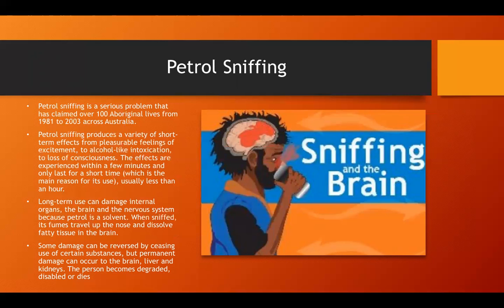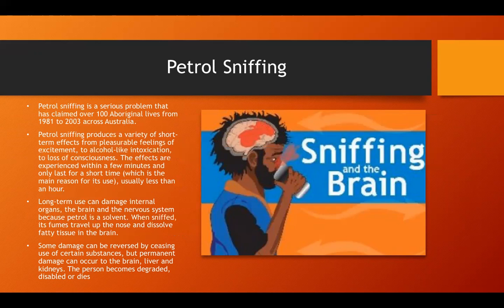Just a quick overview of what it is. It's not a drug people tend to overdose on. The easiest way to explain petrol sniffing is it actually cooks and melts the brain. Okay, so it destroys all the nerves and neurons in your brain and people become unfunctional. Petrol sniffing produces a variety of short-term effects, from pleasurable feelings of excitement to alcohol-like intoxication to loss of consciousness.